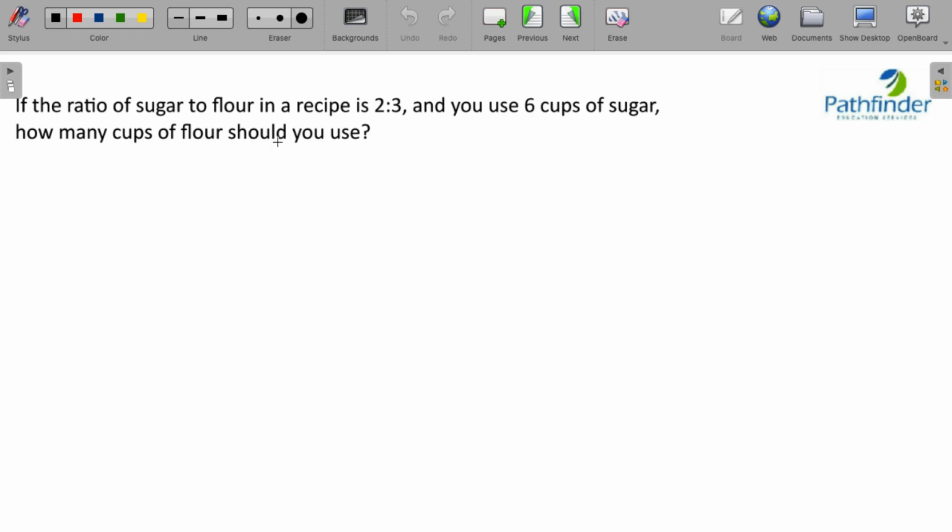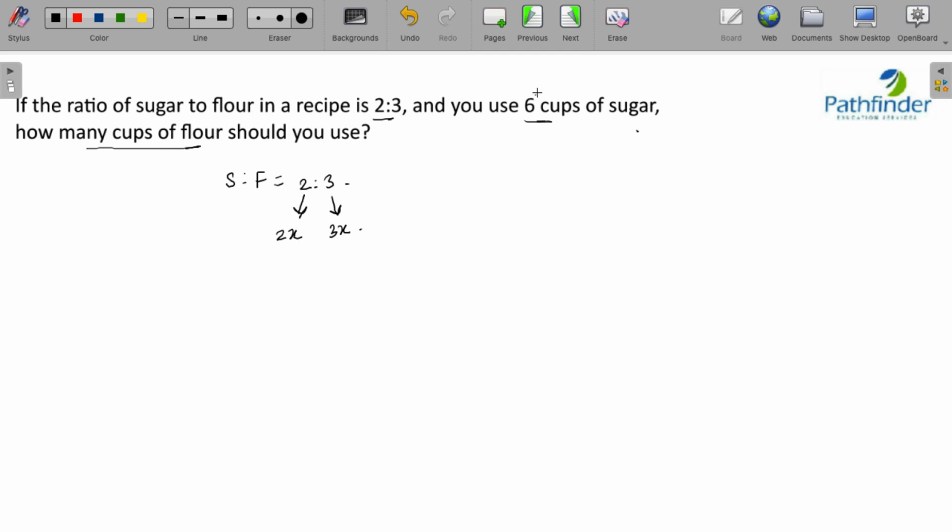Now let us solve a couple of very basic questions. If the ratio of sugar to flour in a recipe is 2:3 and you use 6 cups of sugar, how many cups of flour should you use? Now look, what I meant by 2:3 is that the quantity of sugar will be a multiple of 2, that is 2x, and the quantity of flour is some multiple of 3, that is 3x.